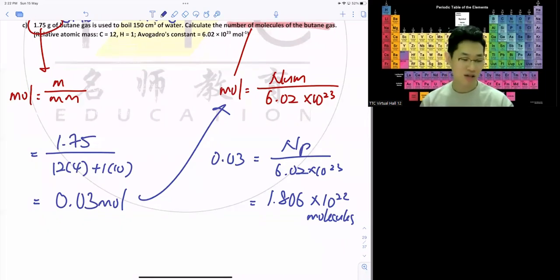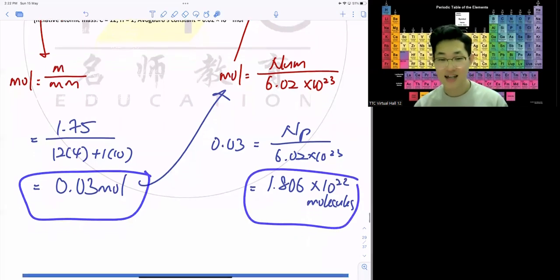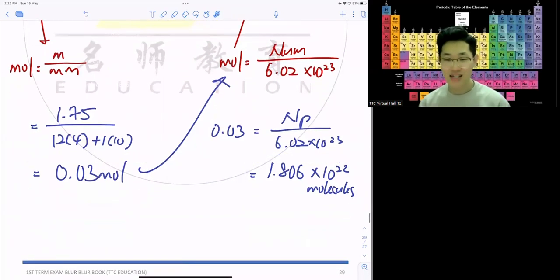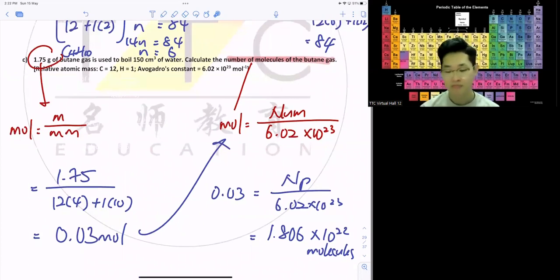Ethan, how come yours is 31? You pressed your calculator wrongly, is it? So we can just ignore the 150 cm. Yes, correct. We can just ignore it, because the question wants you to find the butane gas.